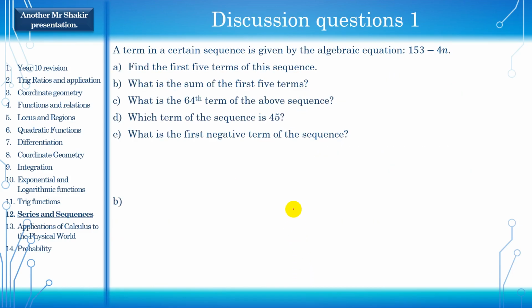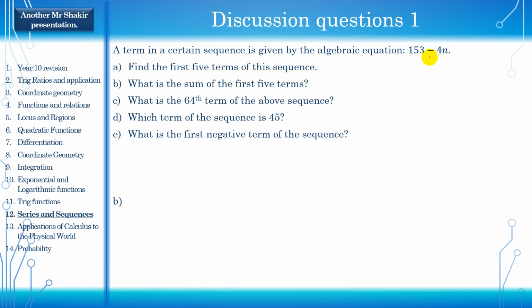Alright, so finally we're going to reach some of the questions. A term in a certain sequence is given by the algebraic equation 153 minus 4n. Okay, so that equation gives us a certain term in a sequence. Find the first 5 terms of this sequence.